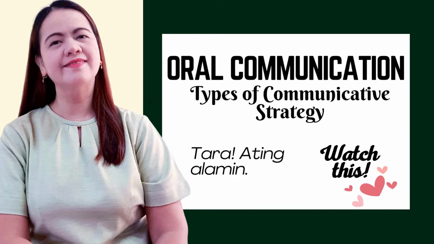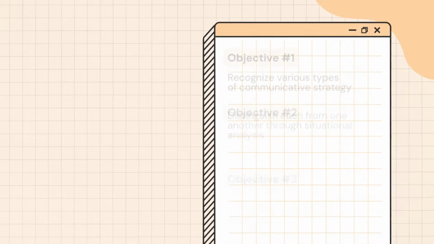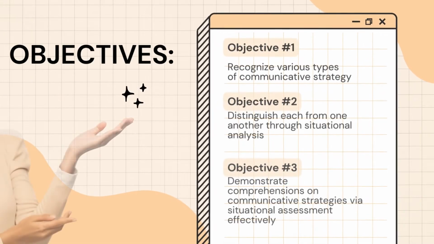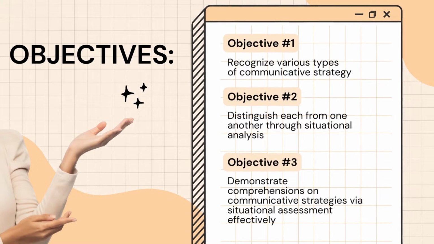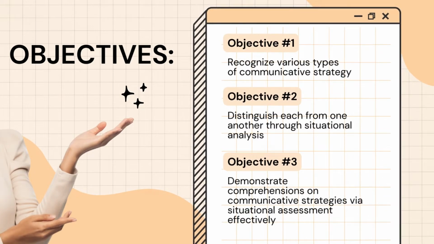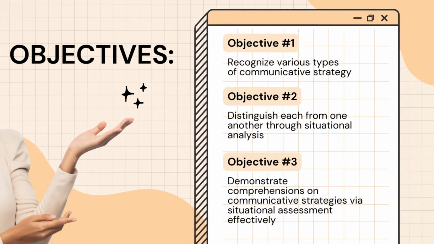And for today's lesson, we will focus on achieving the following objectives. Recognize various types of communicative strategy. Distinguish each from one another through situational analysis. And demonstrate comprehension of communicative strategies via situational assessment effectively.